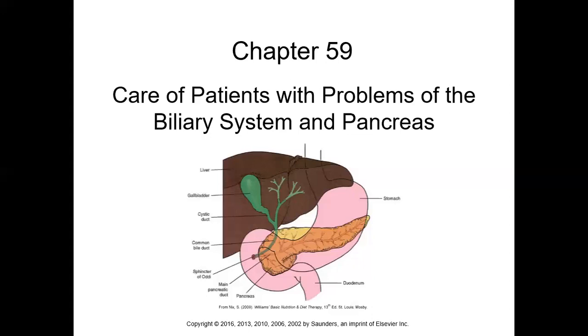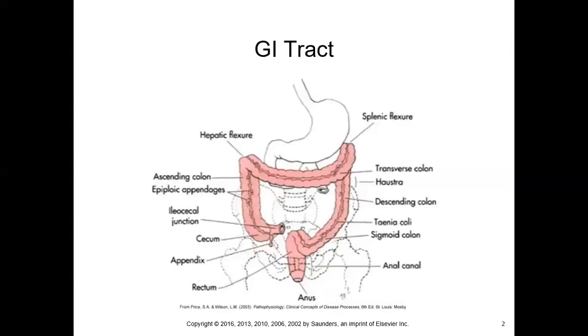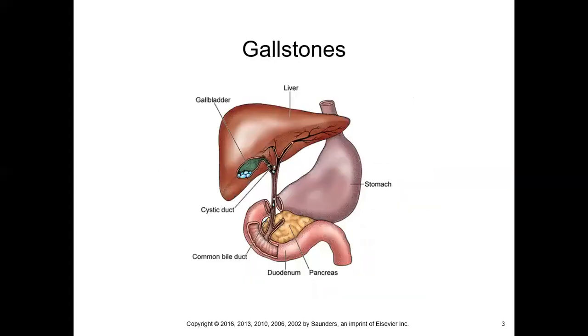So this is about problems with the biliary system and the pancreas. It's a nice little review of the GI tract. Again, I've mentioned before, you have the videos. Okay, let's talk about gallstones.